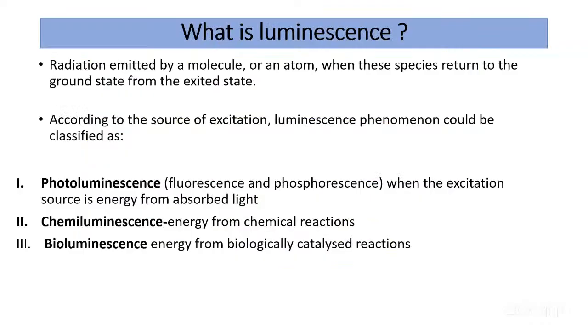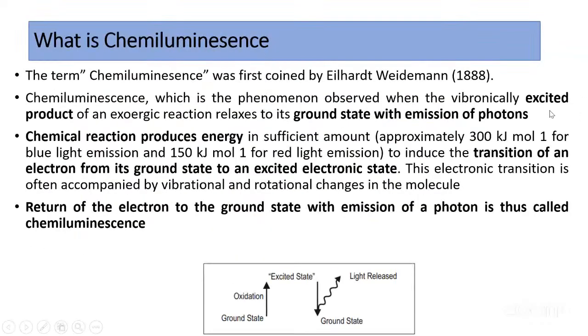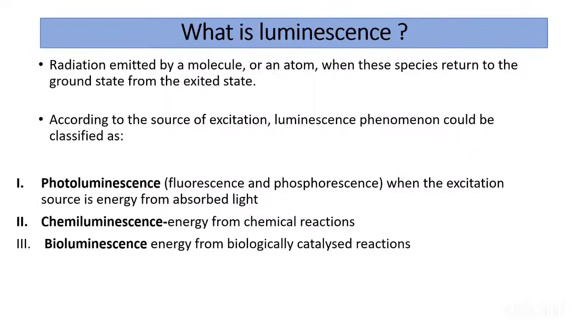So next, we are coming to luminescence, after alpha is finished. Alpha is done, now we are coming to chemiluminescence. So let's see what luminescence is. It is nothing but the radiation emitted by molecular atoms when these species return to the ground state. More or less the same chemistry. It can be photoluminescence, chemiluminescence, and bioluminescence, depending on what source of energy you are giving.